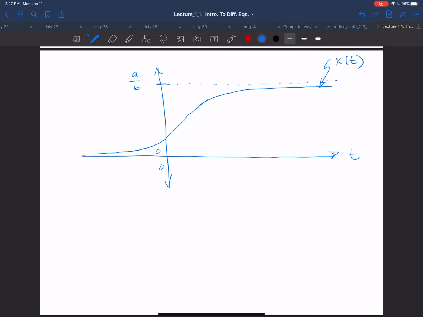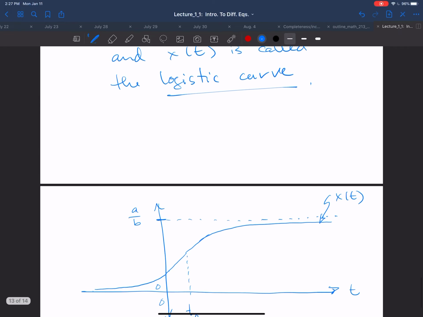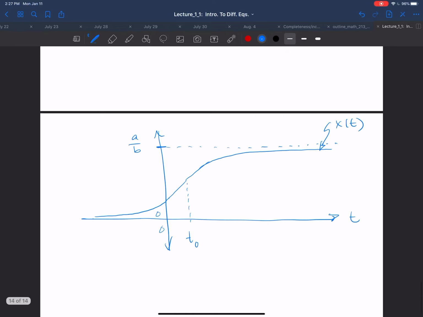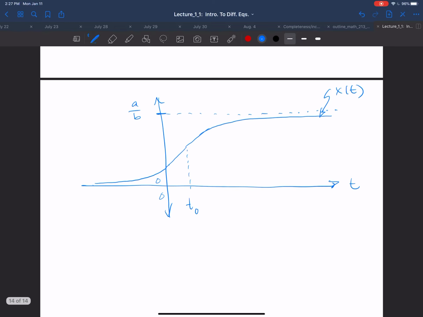At the time t0, what happens if t is equal to t0? If we go back and look at our expression, if t is equal to t0, we'll get 0 in the exponent of this exponential. So this will be equal to 1. So x itself will be equal to 1/2 of a over b. Okay, so we will be halfway between 0 and our asymptote at a over b when t is equal to t0.